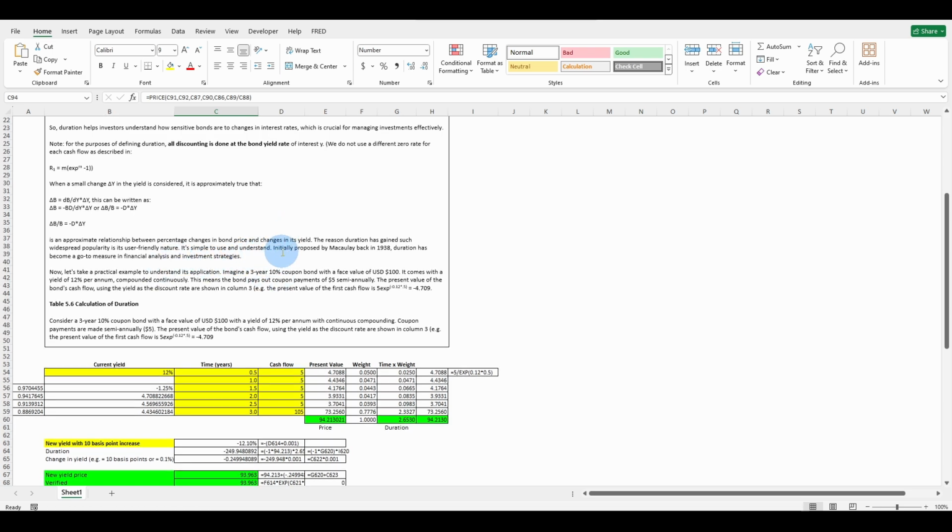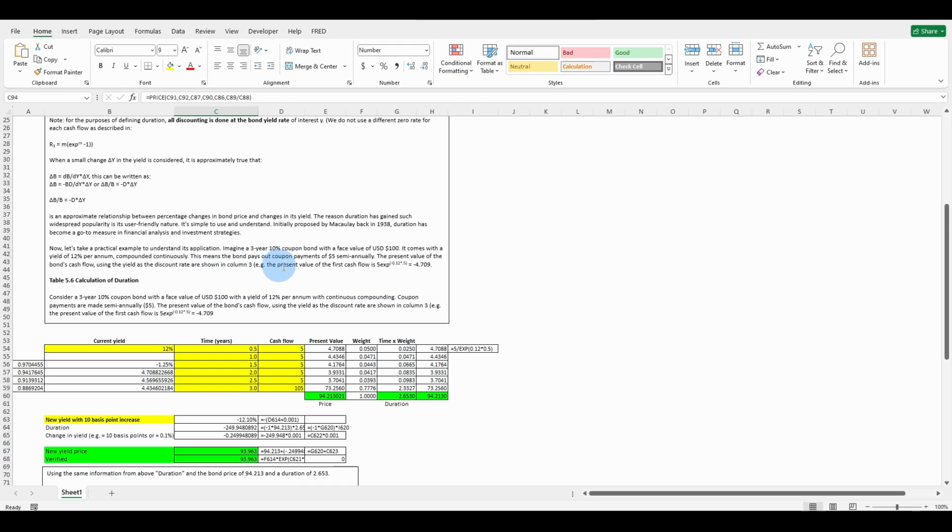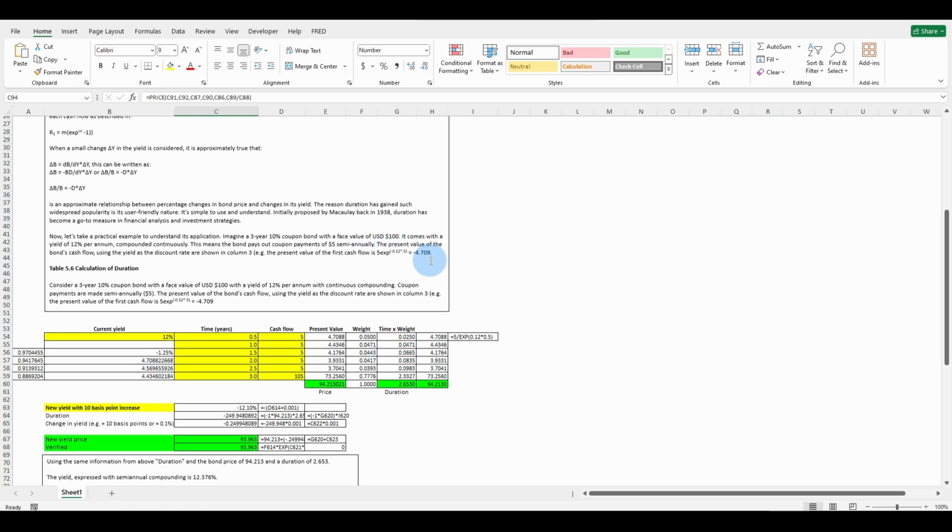Imagine a 3-year 10% coupon bond with a face value of US $100. It comes with a yield of 12% per annum, compounded continuously. This means that the bond pays out coupon payments of $5 semi-annually. Present values of the bond's cash flows, using the yield as the discount rate, are shown in column 3. The present value of the first cash flow is 5e^(-0.12 × 0.5), which is equal to 4.709.